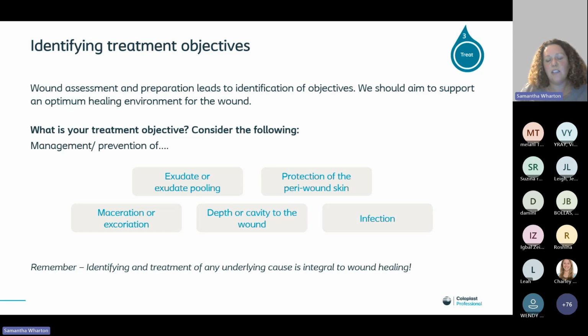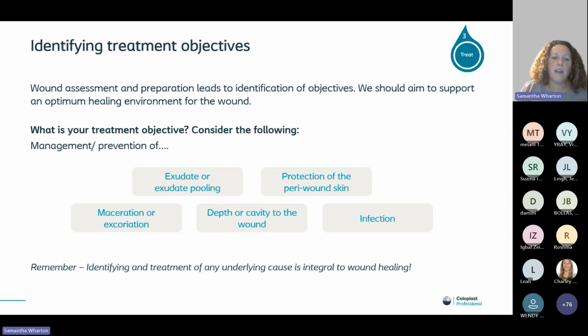Because if we haven't identified what the cause of that wound is and treated that element of it, that wound's going to break down or it's not going to heal in the first place. So that assessment is so key in identifying. So when we're thinking about our leg ulcers, the key to a wound on the lower limb is doing that lower limb assessment and identifying if they're venous in nature, arterial in nature, mixed in nature, because then you can ensure you're getting the right treatment for the patient in terms of that compression.